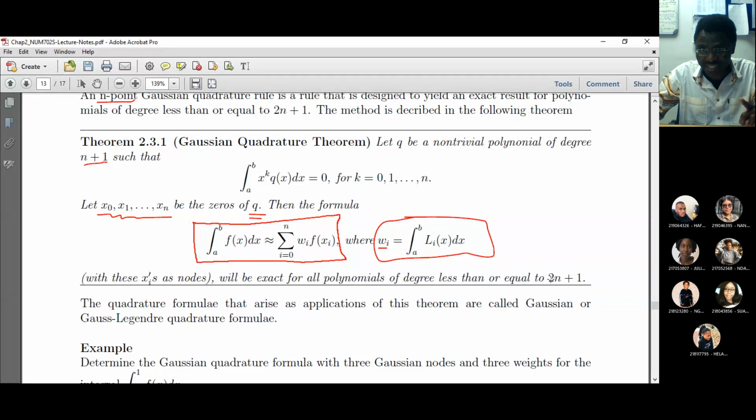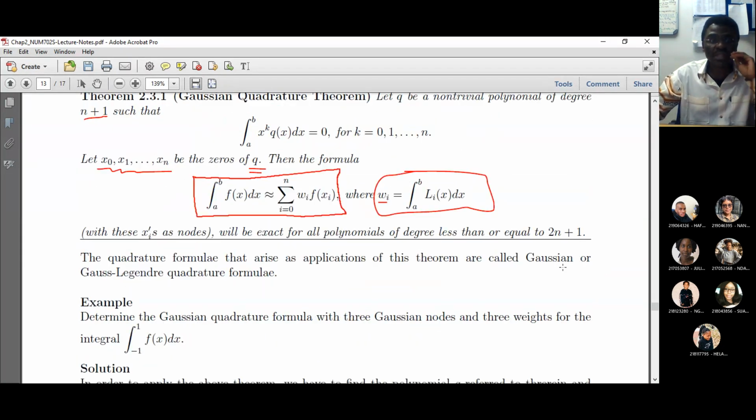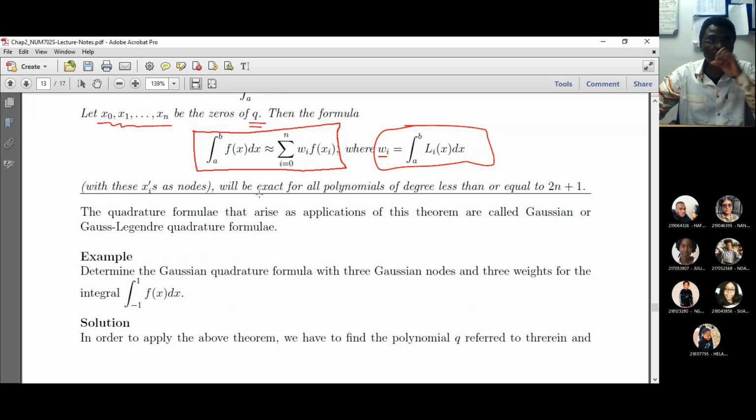Now you multiply that n by 2 and add 1. So 2 times 2 is 4, plus 1, 5. So when you have 3 nodes, the rule will be exact for polynomials of degree less than or equal to 5.